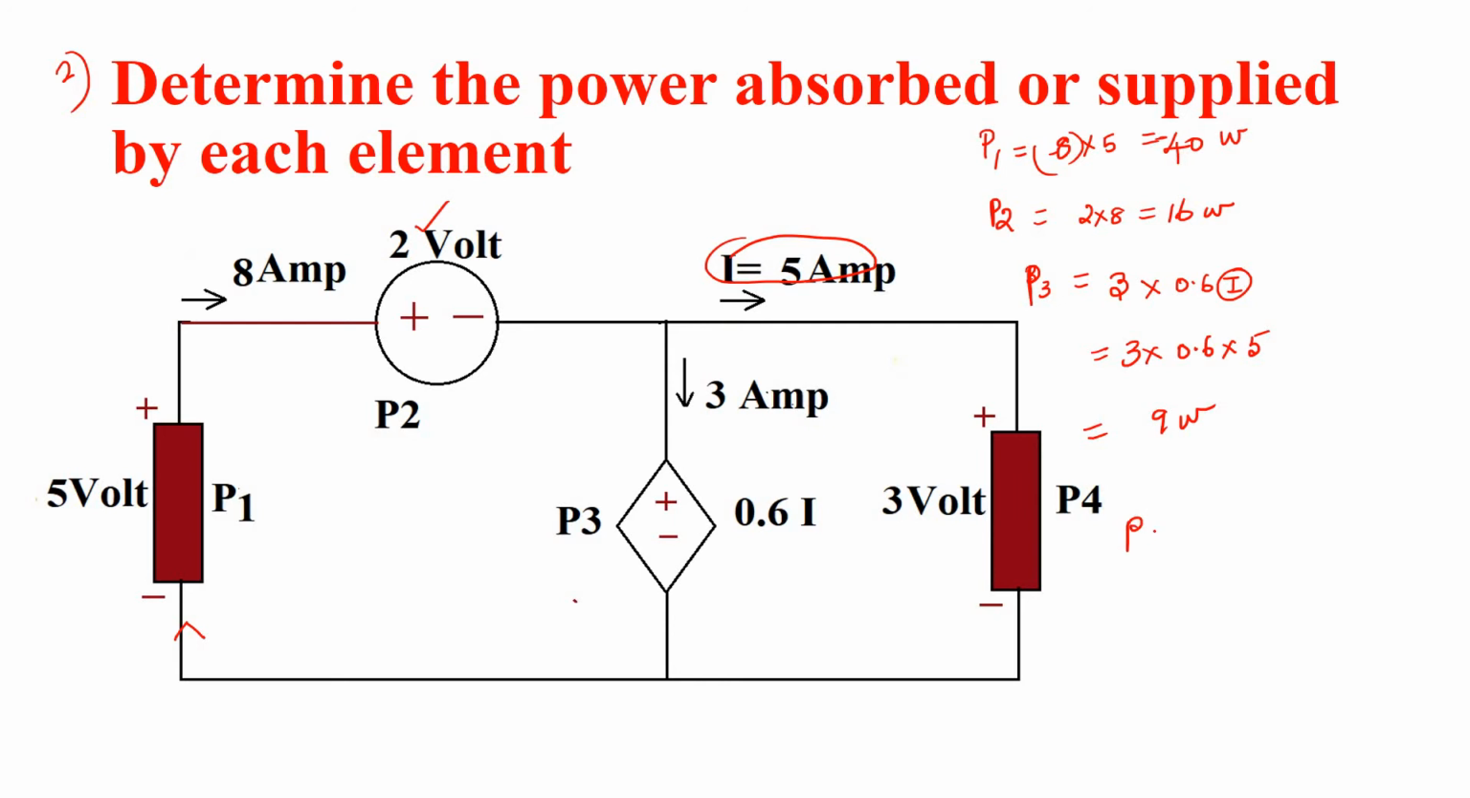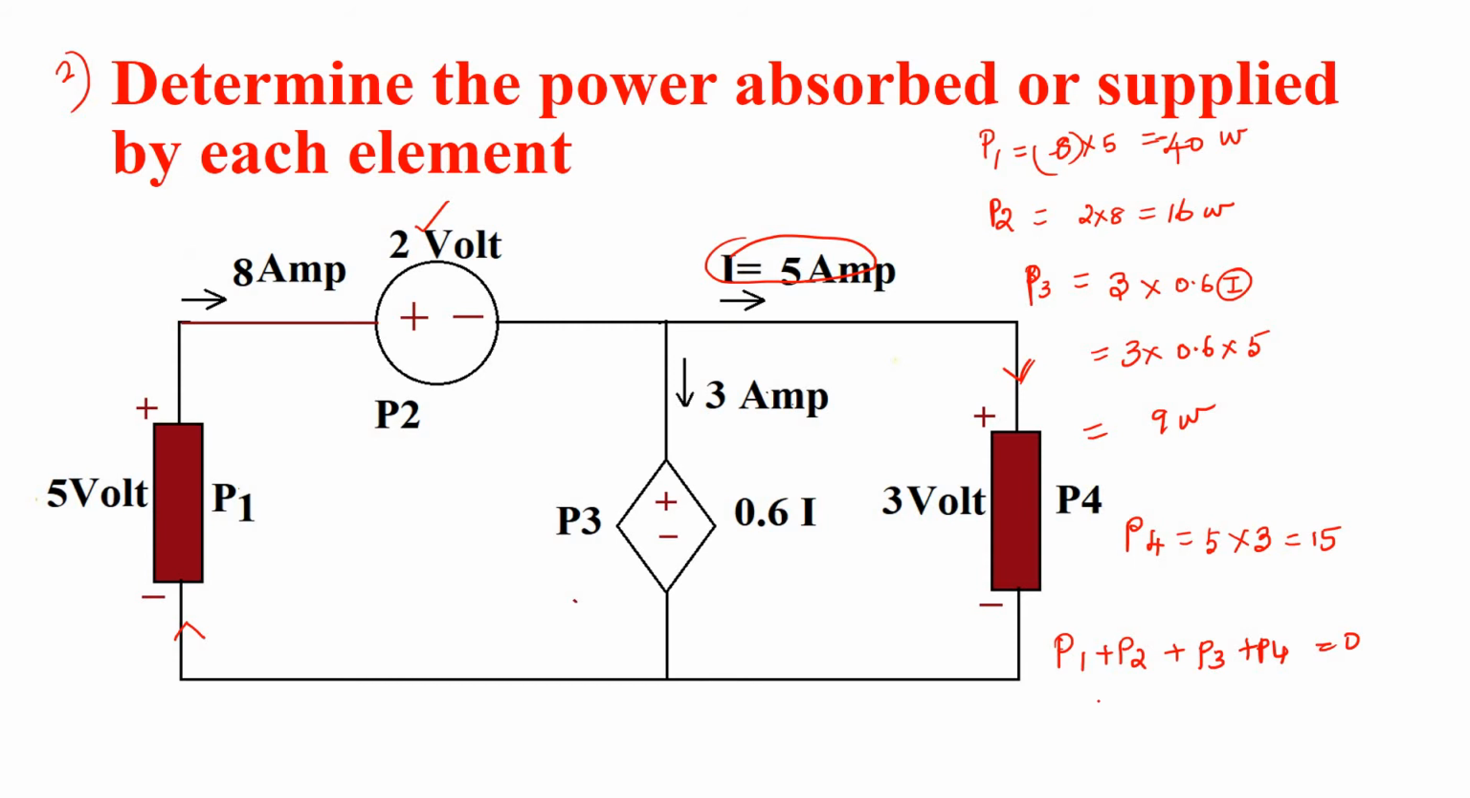And next find out P4. For P4 also the current is entering in the positive terminal. So the power is absorbed here. What is the value? Here also we get positive. And what is the current? Current is 5 into 3, that is 15. Summation of all the power equals 0.